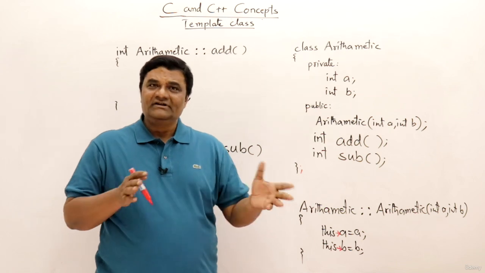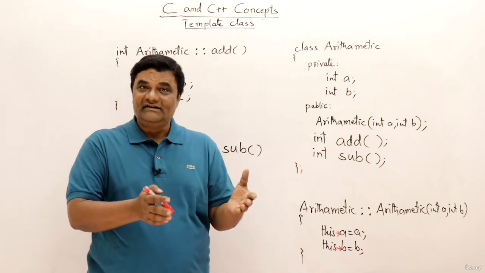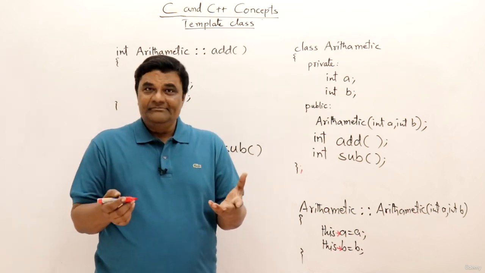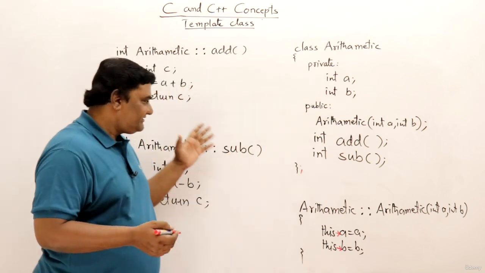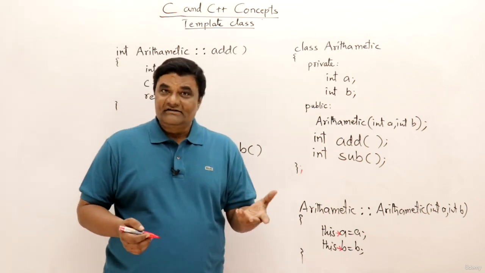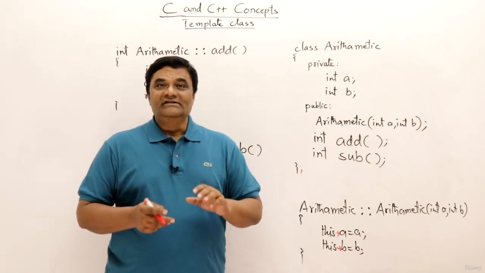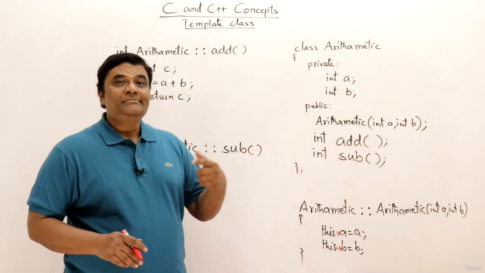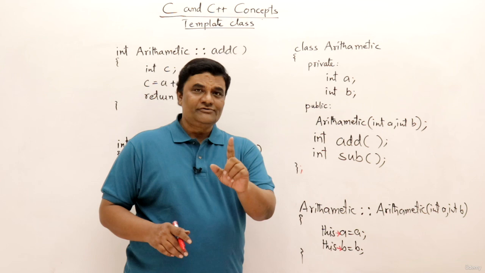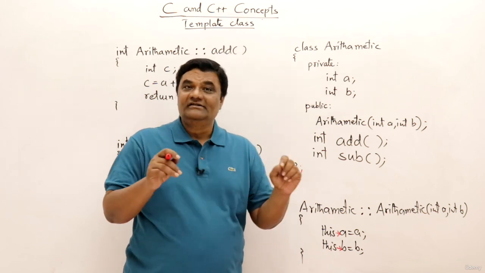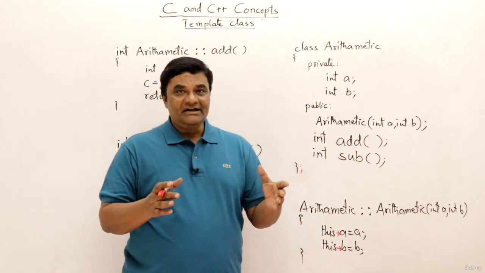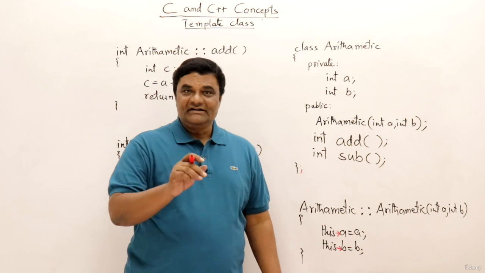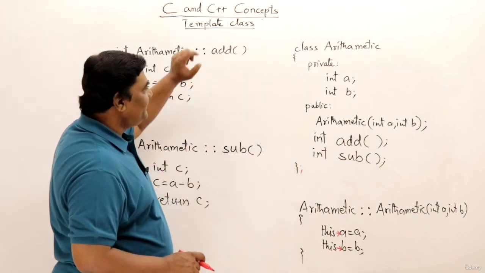So shall I write two different classes just for a change of data type? Though the operations are the same, we will be performing the same thing for addition and subtraction. Shall I write another class? No. C++ says that you can use the same class for multiple data types. At a time you can use only one data type. So it works for any type of data. For any type of data, it is called a generic class, and that is defined as a template.